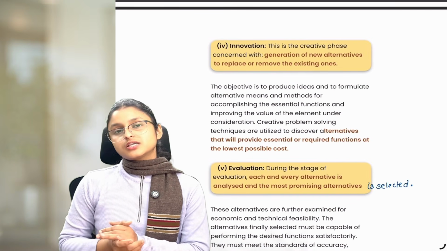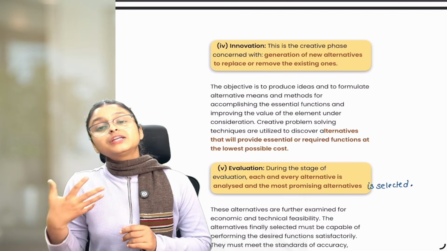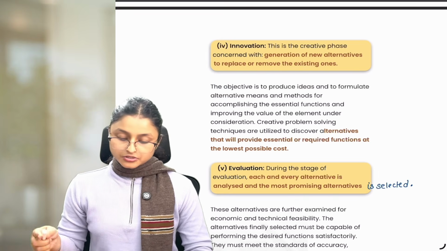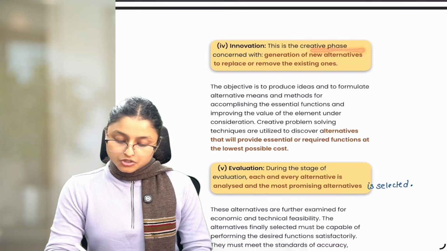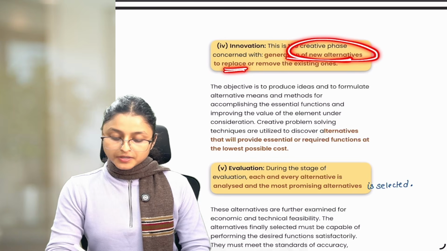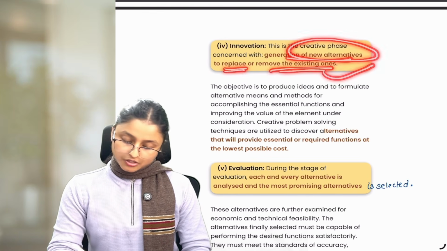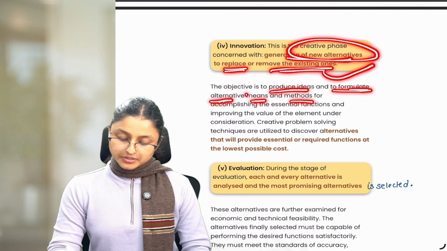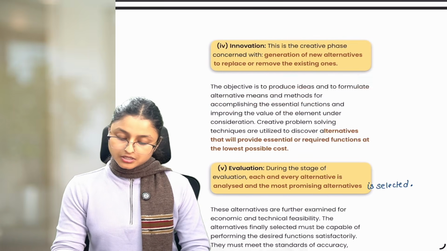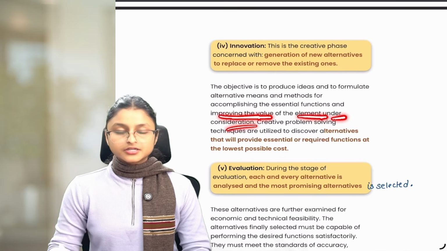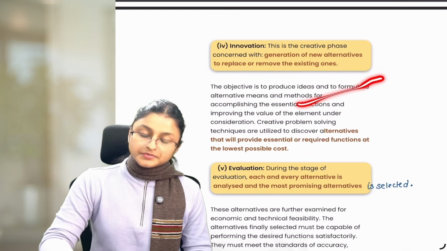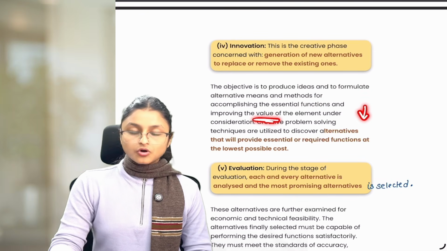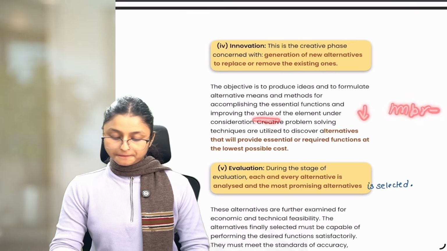Now in the innovation stage, we will find different alternatives to perform that particular function, the similar function but at lower cost. This is the creative phase where you are concerned with generating new alternatives to replace or remove the existing ones. The objective is to produce ideas and to formulate alternative means and methods for accomplishing the same essential function and improving the value of the element under consideration. So we want the same essential function as we are providing right now, but we want to improve value by lowering cost or by improving the function.